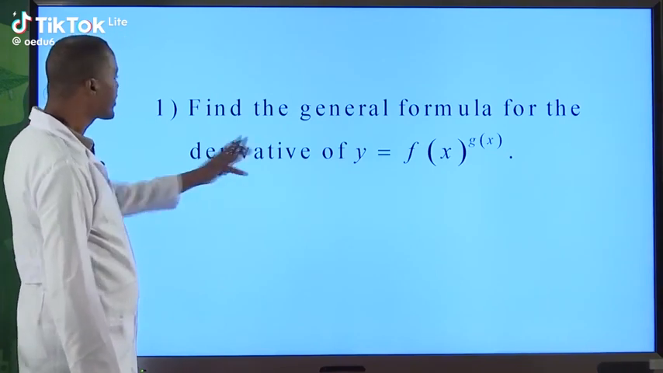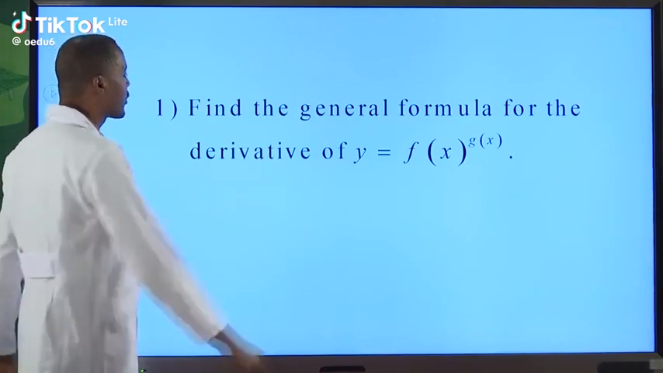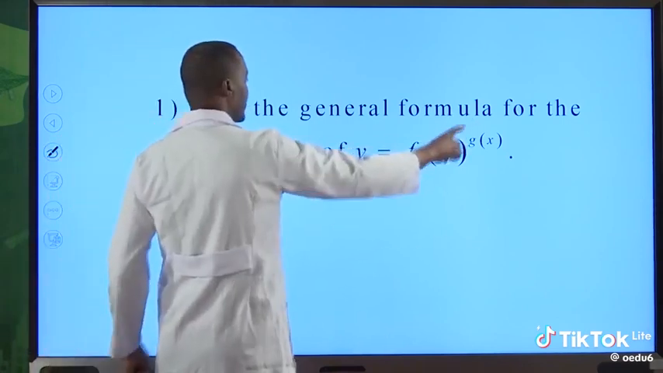The first exercise is: find the general formula for the derivative of y is equal to f of x to the power of g of x.